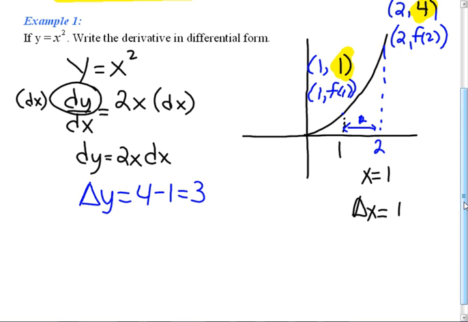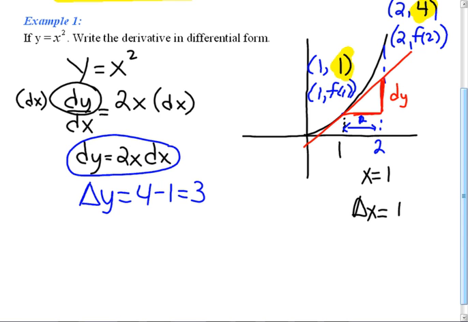What's dy? Well, we have it from here. dy is equal to 2x dx. Now, x is where you drew the tangent line. I'm going to draw the tangent line because I haven't done that yet. So now we're going to find the change on the tangent line. Okay, so there's delta x and dx. They're the same. This is dy.